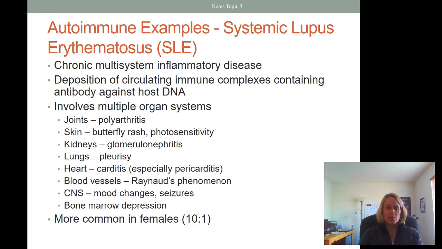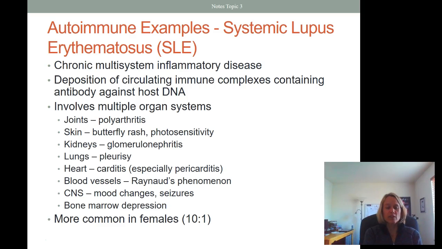Lupus, systemic lupus, is a chronic multi-system inflammatory disease. And here we get antigen-antibody complexes that are formed against DNA, the host's DNA. It involves multiple organ systems. In joints, it results in arthritis across multiple joints. Skin, we get characteristic butterfly rash on the face and photosensitivity.